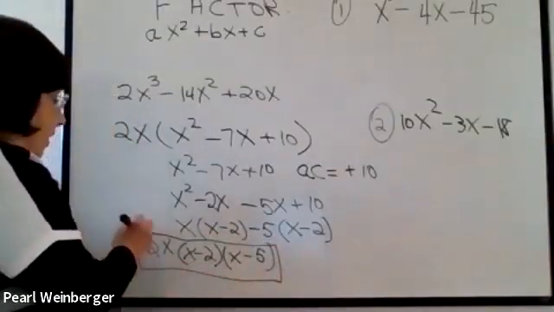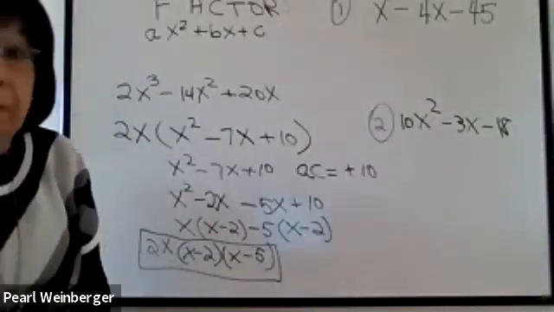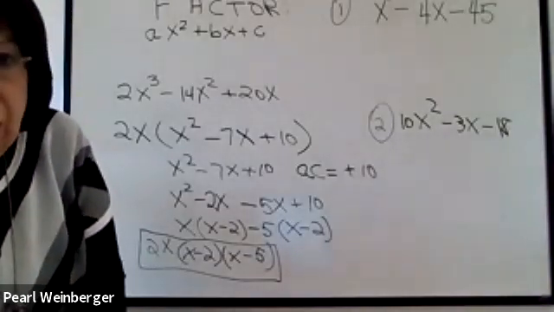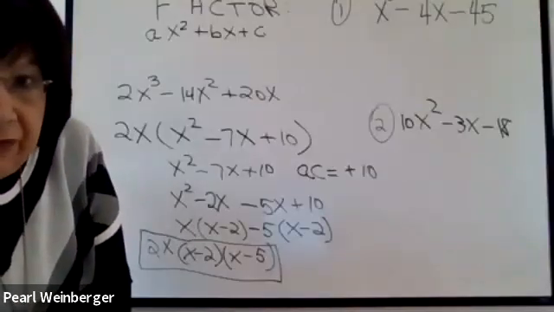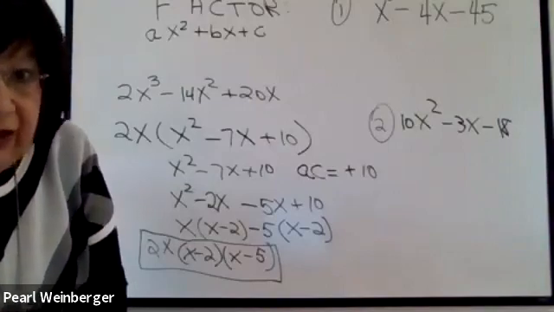So sometimes this is what's called complete factorization, where you look for a common factor first and then see if you can factor further.